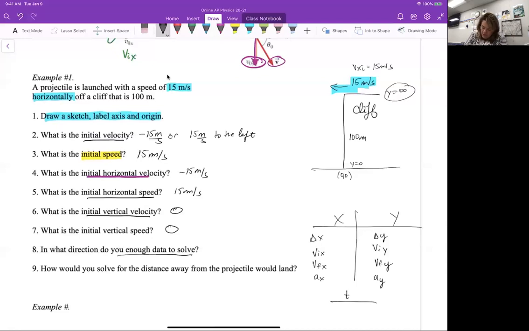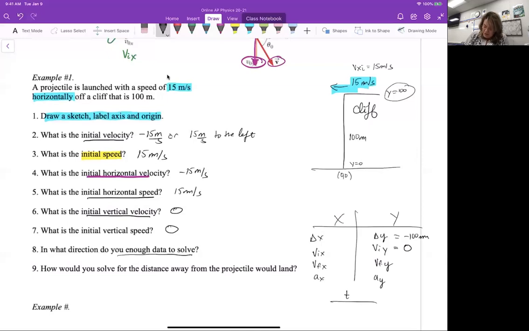All right, do I know the original delta y, or where do I have enough data to solve for how much time it took to hit the ground, for example? Let's talk about that. Well, delta y is negative 100 meters. I wasn't very clear in the question, I see. The initial velocity in the y direction was 0.